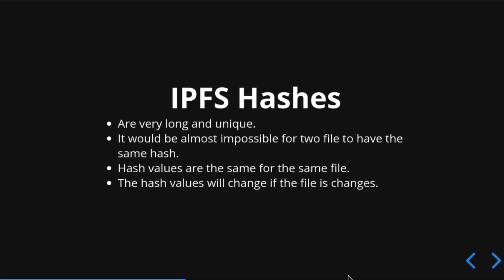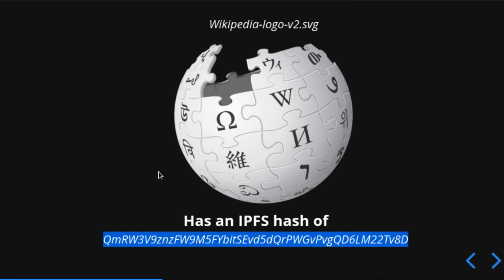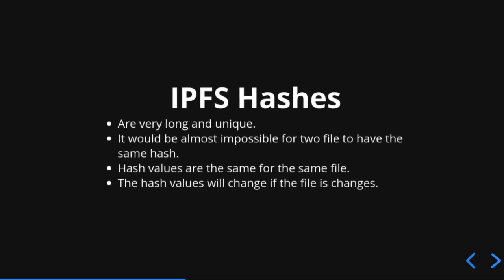Hash values are the same for the same file. So if you took this same file and you were to hash it, you'd get this long thing. And if I did it, I'd get the same long thing. And if we changed a single bit in this image, that hash value would change. Yeah, there we go. That's the last bullet point. Hash values will change if the file is changed.